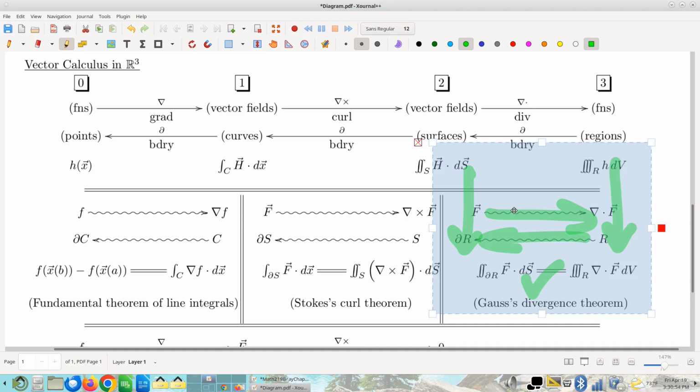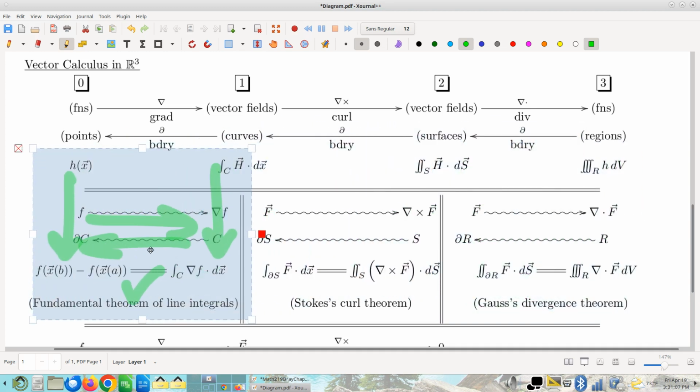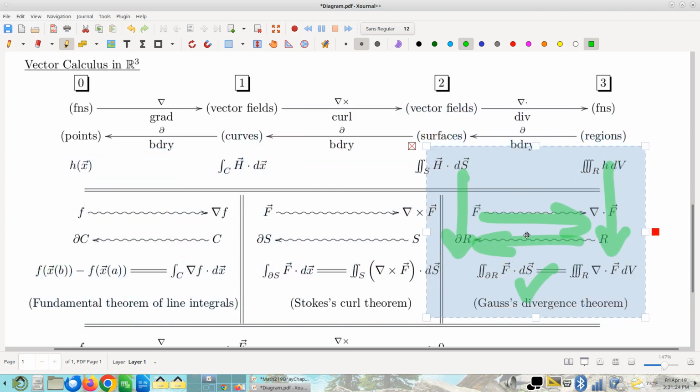Exact same pattern. Now, the stunner of it all is that this theorem over here is about vector fields and divergences and solids and surfaces, and yet it has the same pattern as this unrelated theorem over here about gradients and curves with boundary points and line integrals. None of the players here are the same as any of the players over here.